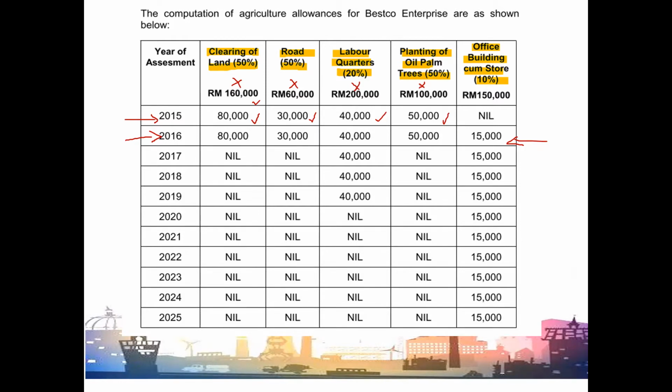In 2016, 50% has been used in 2015, so we have another 50% to be claimed in 2016, 80,000. The other half will be claimed, 30,000, in 2016. For the 20%, we have used 20%, so we still have another 80%, so we will claim for another year. So these are for the second year. And in 2016, this building has been built and the company can claim agriculture allowance. So 10% times 150,000 amounts to 15,000.